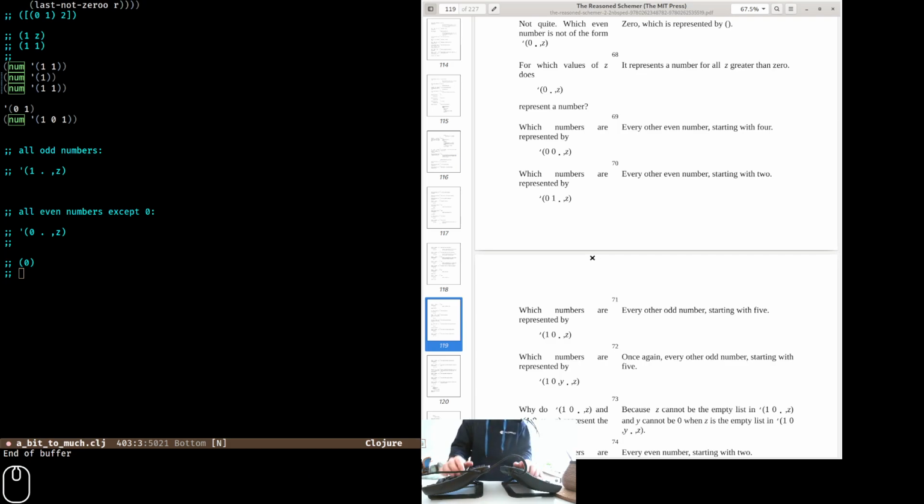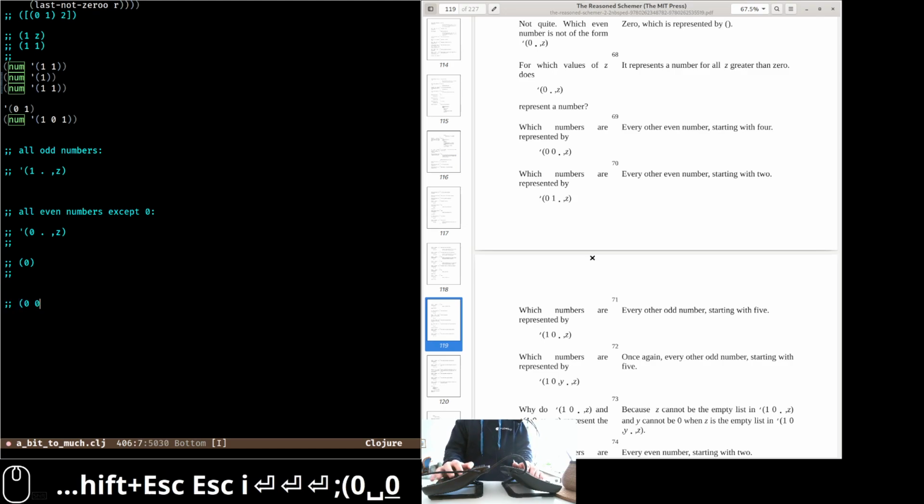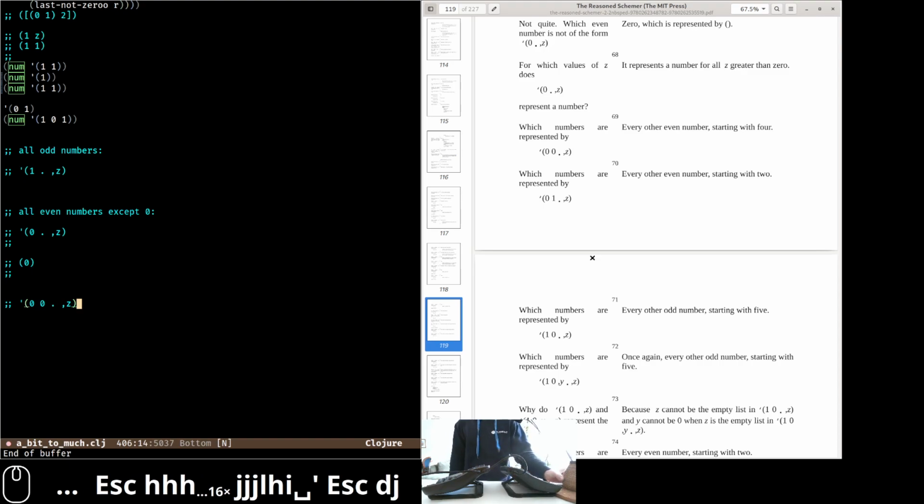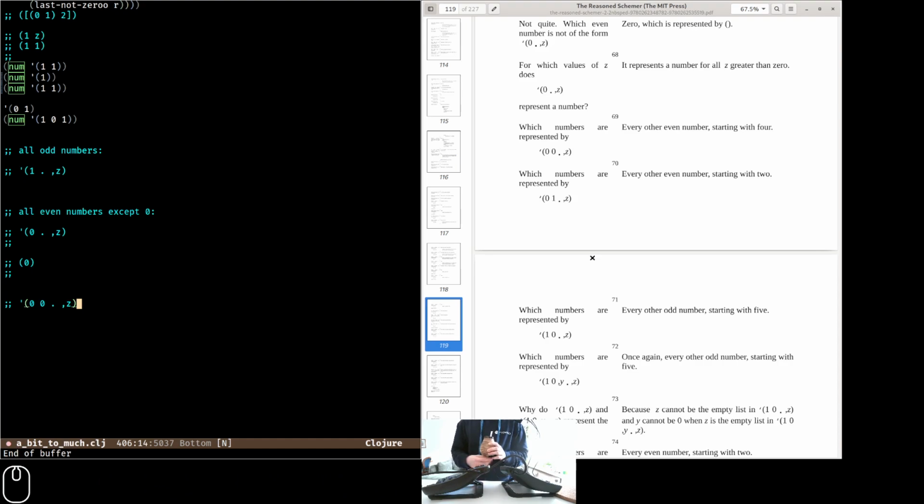Okay, which numbers are represented by 0, 0, 0, 0, and then the rest C? So everything divided by 4 or something like that, I think. So starting with 4. Oh, yeah. Every other even number. Oh yeah, it skips one. Ah yeah, true. It skips every even number. So it's all odd numbers, and now it skips everything divided by 2. It skips everything divided by 2, I think. The other way around. It's only everything that is divisible by 4. Sorry, yeah.